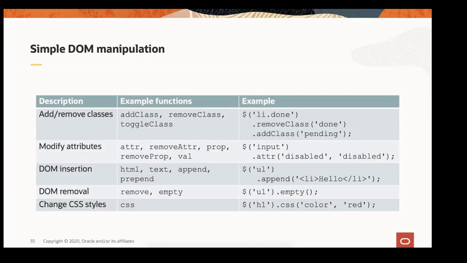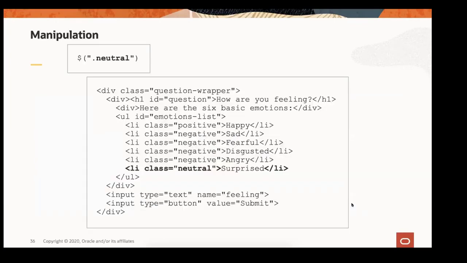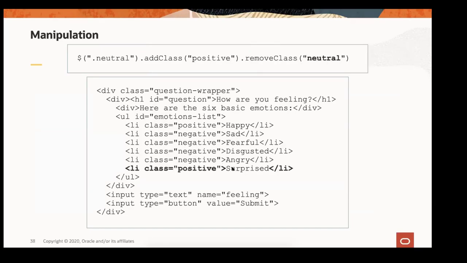And then finally, at the bottom, we see that we can manipulate CSS properties in addition to classes by using the CSS method. So here I'm selecting the H1s on the page and setting the CSS property color equal to red. So those are the basics there. Here are a few examples. So I'm starting with the list item that has a class of neutral in the page. And then I can use add class and pass in positive. And you'll see now that this has two different classes. And I can follow that up with remove class. And now we're down to a single class. I've essentially made surprised positive.